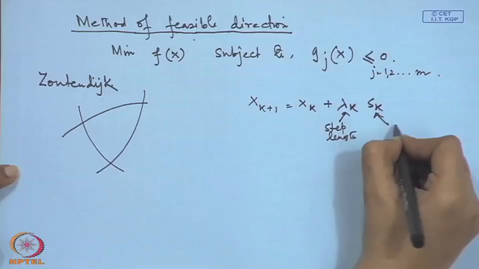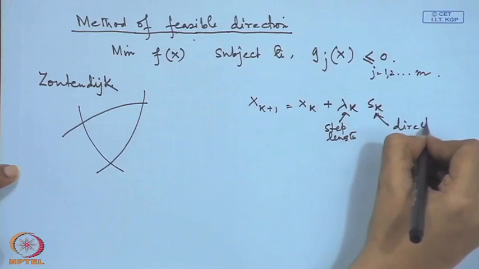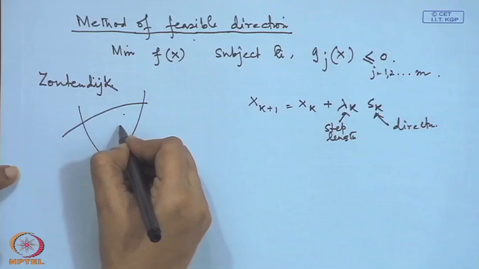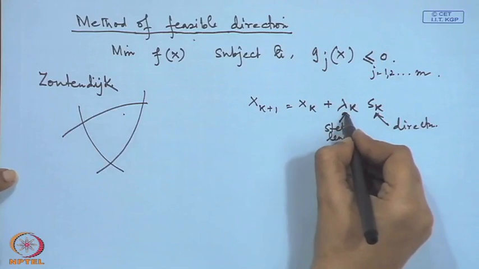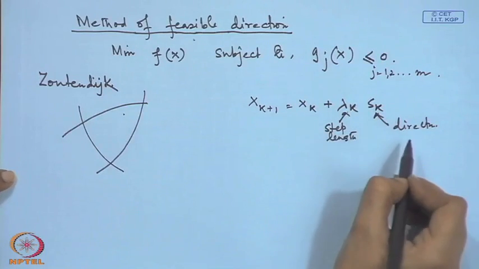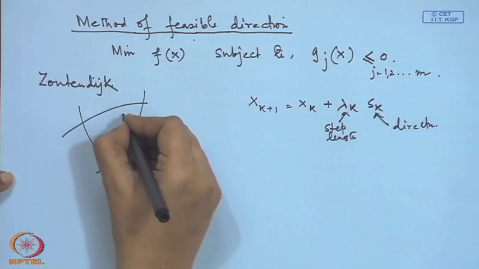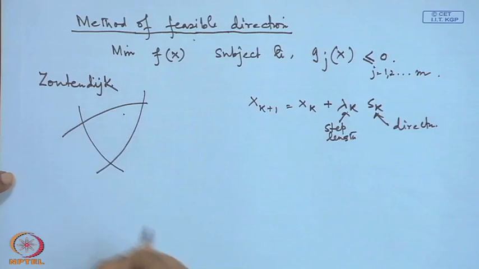and this is the direction. That means, from one point, we are moving to the next point with a specific step length and a specific direction. That means xk is going to xk plus 1. Since this is xk, we can proceed in different ways. We have an infinite number of directions, so in which direction shall I move?